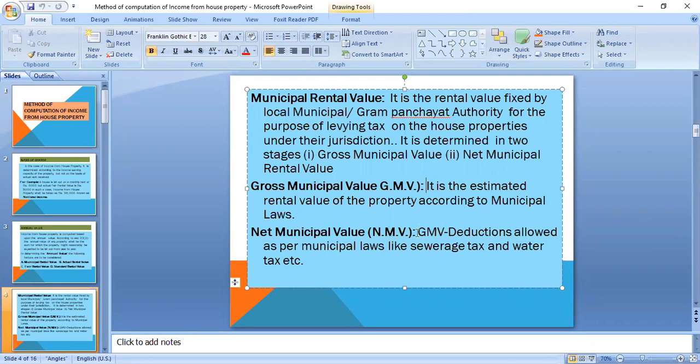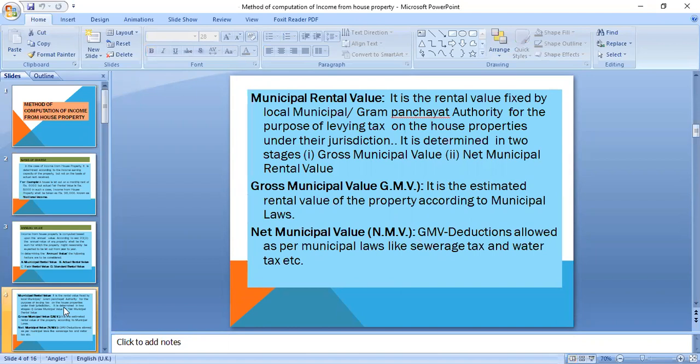Now, what is net municipal value? Net municipal value is the actual value fixed by the municipal or local authorities, from which some deductions are allowed, like sewerage tax and water tax. These two are allowed by the municipal laws because they are going to collect these. After deducting these two, what you get is called the net municipal value. So the municipal rental value, fixed by the local municipal or Gram Panchayat authorities for the purpose of levying tax, has to be considered while calculating the income from house property.